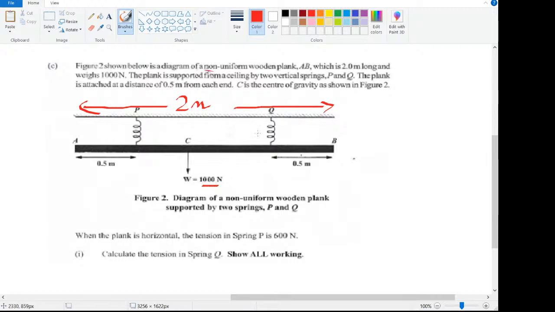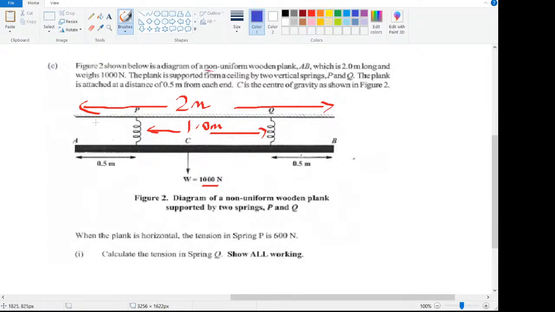So these 2 vertical springs, since the upward force equals the downward force, are going to add up to 1,000, right? The plank is attached at a distance of 0.5 meters from each end. Okay, so that means that this is a meter here. C is the center of gravity, and that's the weight of the plank. When the plank is horizontal, the tension in spring P is 600 newtons. Oh well, then this is 400, and show all working.